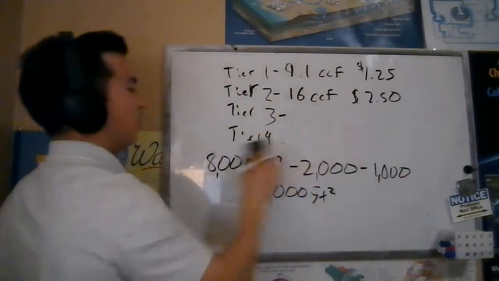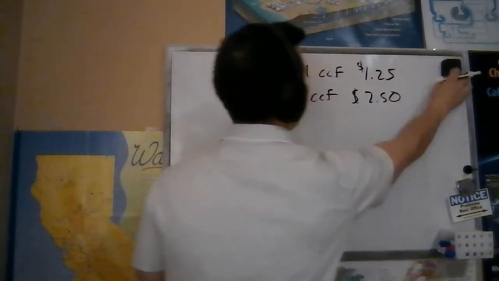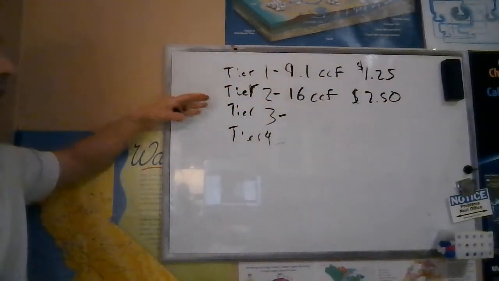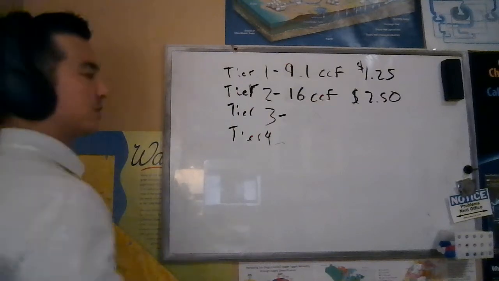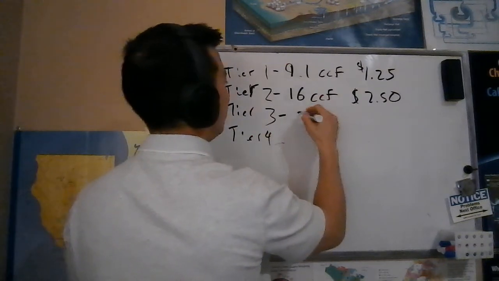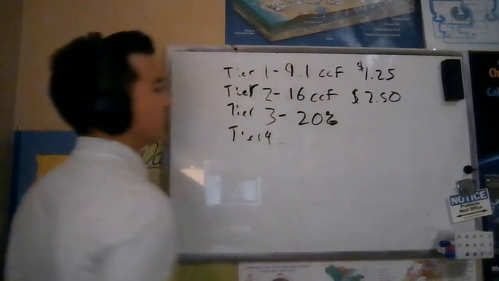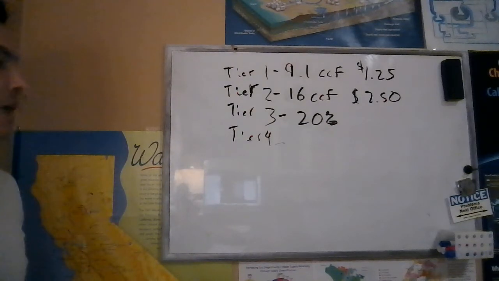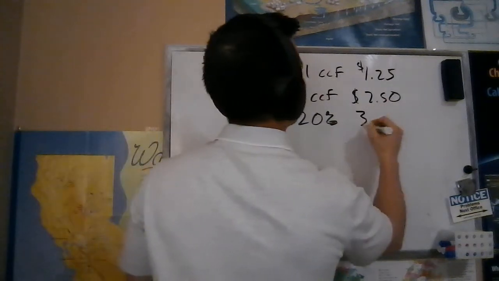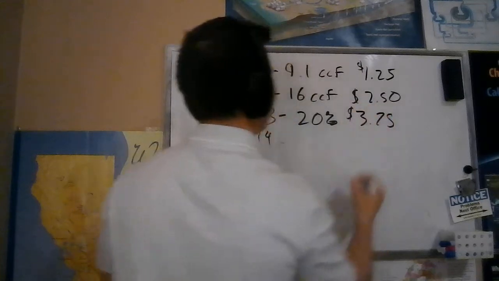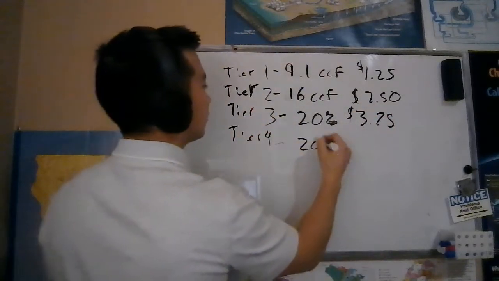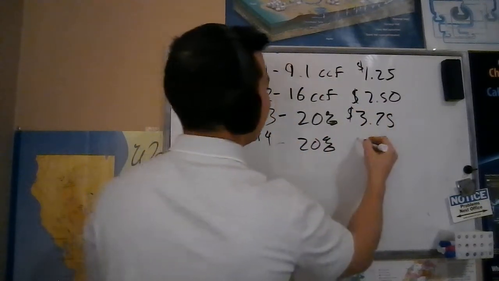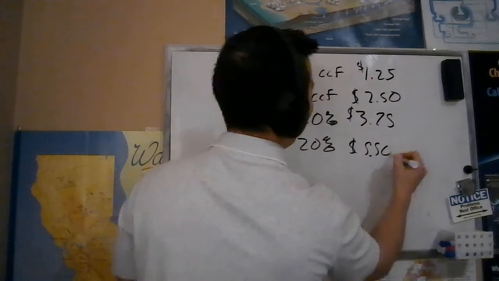Then my tier 3, right? That's essentially what we consider water as being wasted. That's above and beyond my allocated budget. Now the cost of that water is going to increase substantially. So maybe tier 3 is 20% of your total budget. Okay. And the cost of that water is now $3.75. Then maybe tier 4 is an additional 20% of that original budget. Now the cost is going to be $5.50.